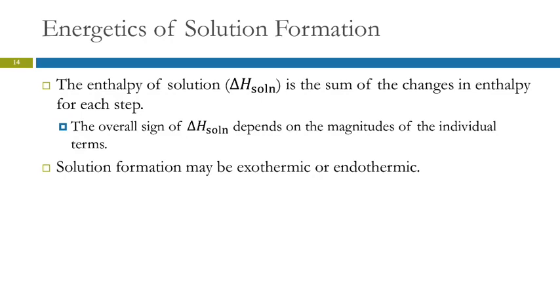So the enthalpy of solution, the change in energy as a result of forming the solution, is a sum of the changes in enthalpy for each step. The overall sign is going to depend on how large each individual step is, because 2 of them are positive, 1 of them is negative. Whether the sum is positive or negative depends on the sizes of each of those numbers. So solution formation can be exothermic or it can be endothermic.